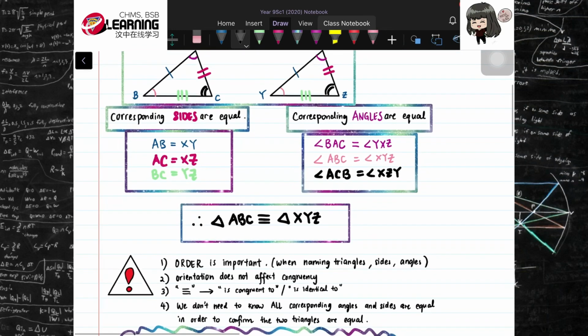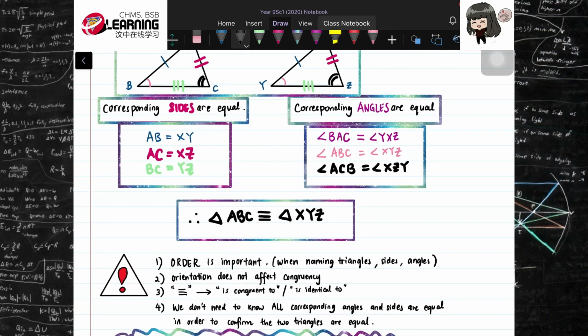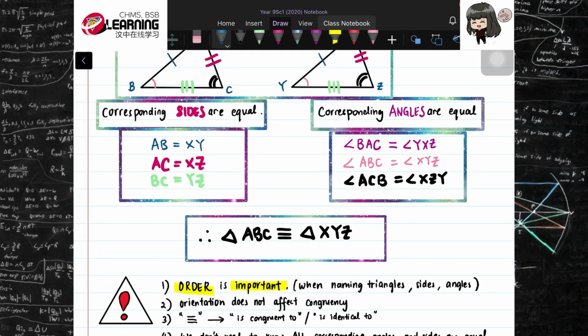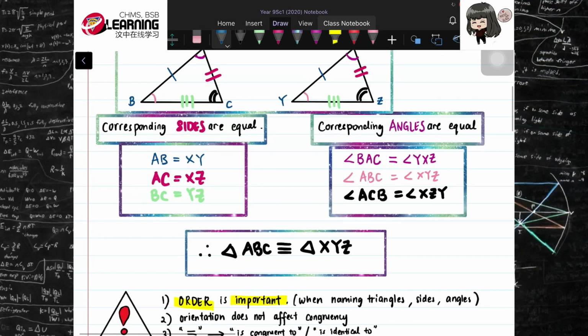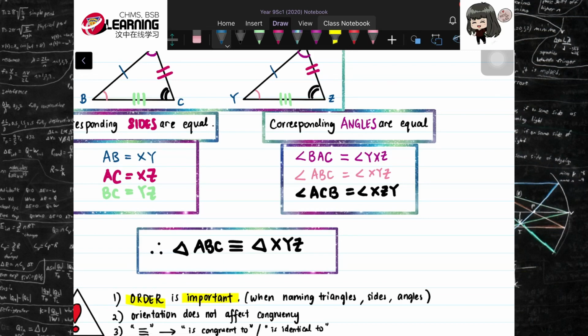There are a few things I want you to note down. First, the order is important. When we name the triangles, the sides and the angles must follow the order. For example, triangle ABC is congruent to triangle XYZ, right? But we cannot write triangle ABC is congruent with triangle ZYX, because the point A and the point Z are different.